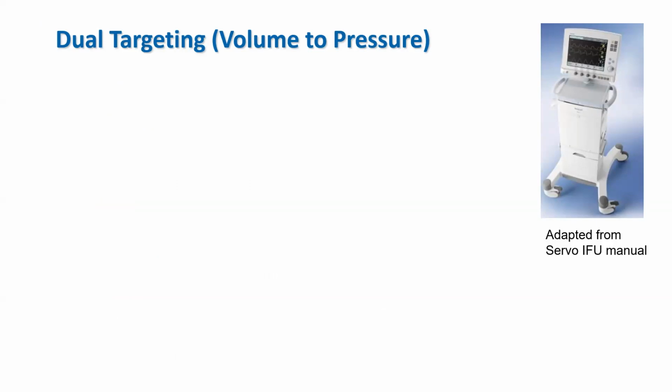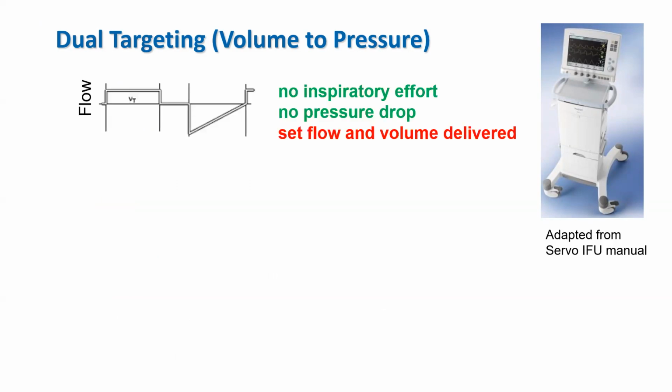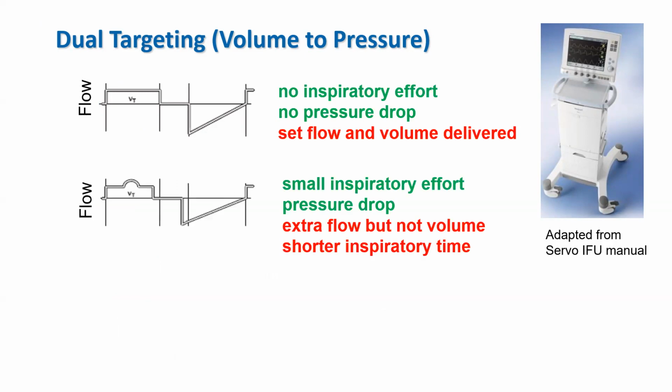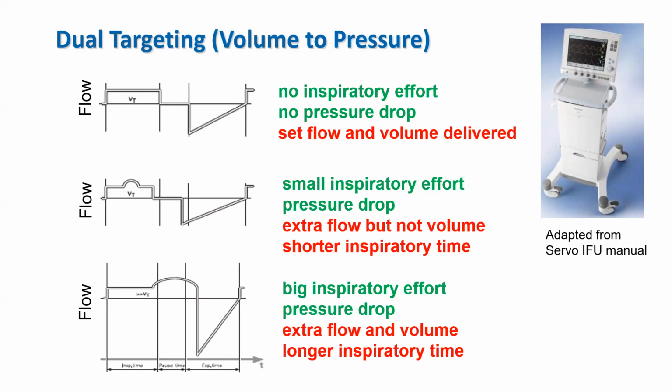Dual targeting is of particular interest because it may be the default mode in some ventilators when you select volume control, and this might not be obvious to you. This graphic shows that if the patient makes no inspiratory effort, then inspiration is volume controlled as expected. If the patient makes a small inspiratory effort, the ventilator senses the drop in inspiratory pressure and gives more flow than you have set. This also shortens the inspiratory time. If the patient triggers the breath and makes a large inspiratory effort, then the breath switches from volume control mandatory to pressure support spontaneous, which is flow cycled.